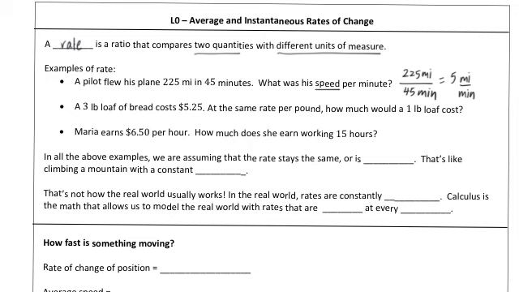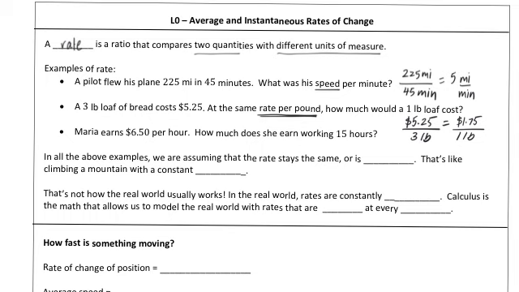The next one says a 3-pound loaf of bread costs $5.25. At the same rate per pound, how much would a 1-pound loaf cost, right? So we take our 3 pounds and that costs $5.25. So we want to know how much would 1 pound cost. We take the $5.25 and compare it to 3 pounds. Remember, a division is a compare, right? So 5.25 divided by 3 gives us $1.75 for 1 pound, right? And that's the rate per pound for that example.